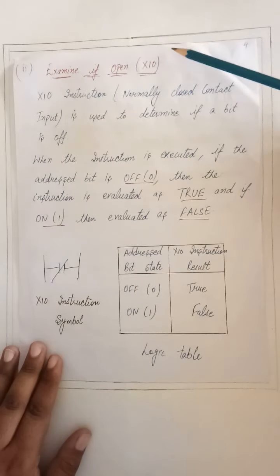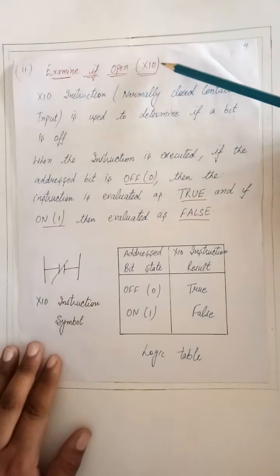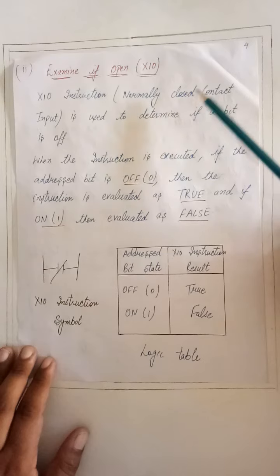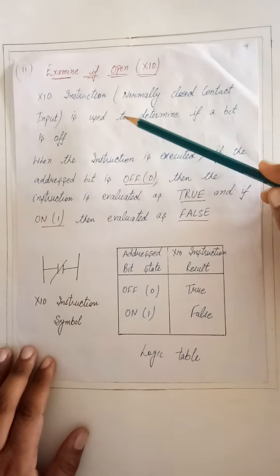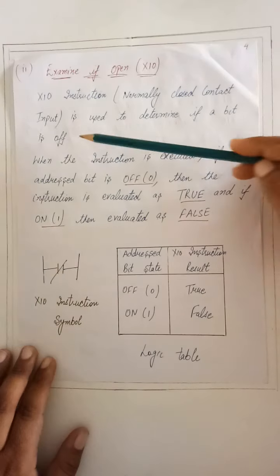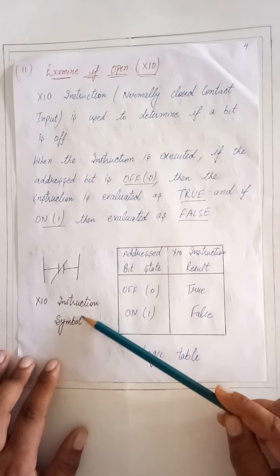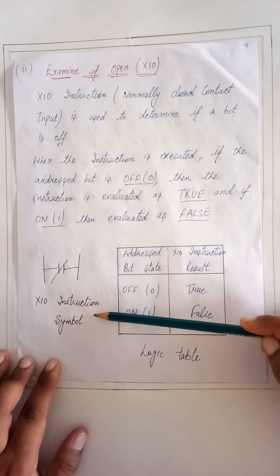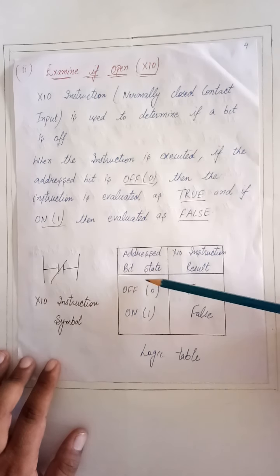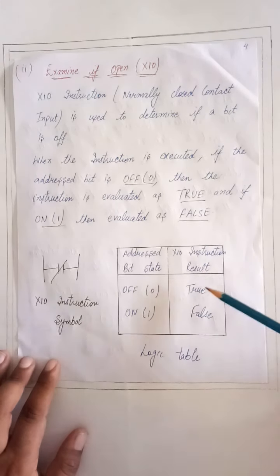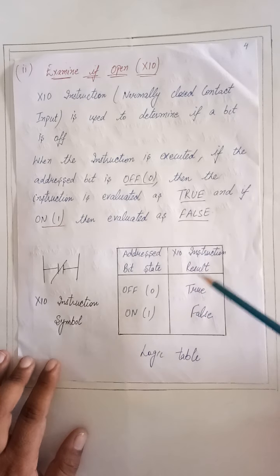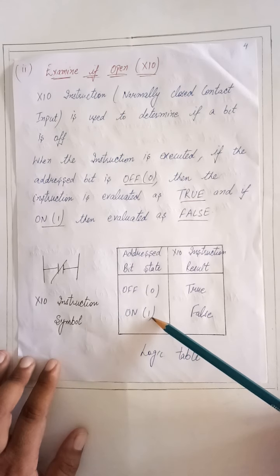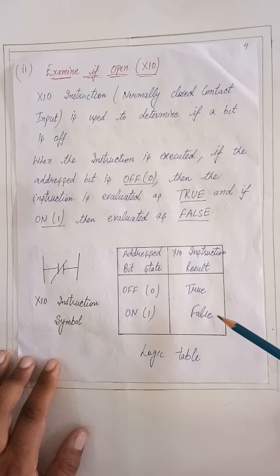Second type of instruction is examine if open. This instruction, also called normally closed contact input, is used to determine if the bit is off. This is the symbol of examine if open instruction. When this instruction is executed, if the bit address is off or 0, then the instruction is evaluated as true. And if the addressed bit state is on or 1, then it is evaluated as false.